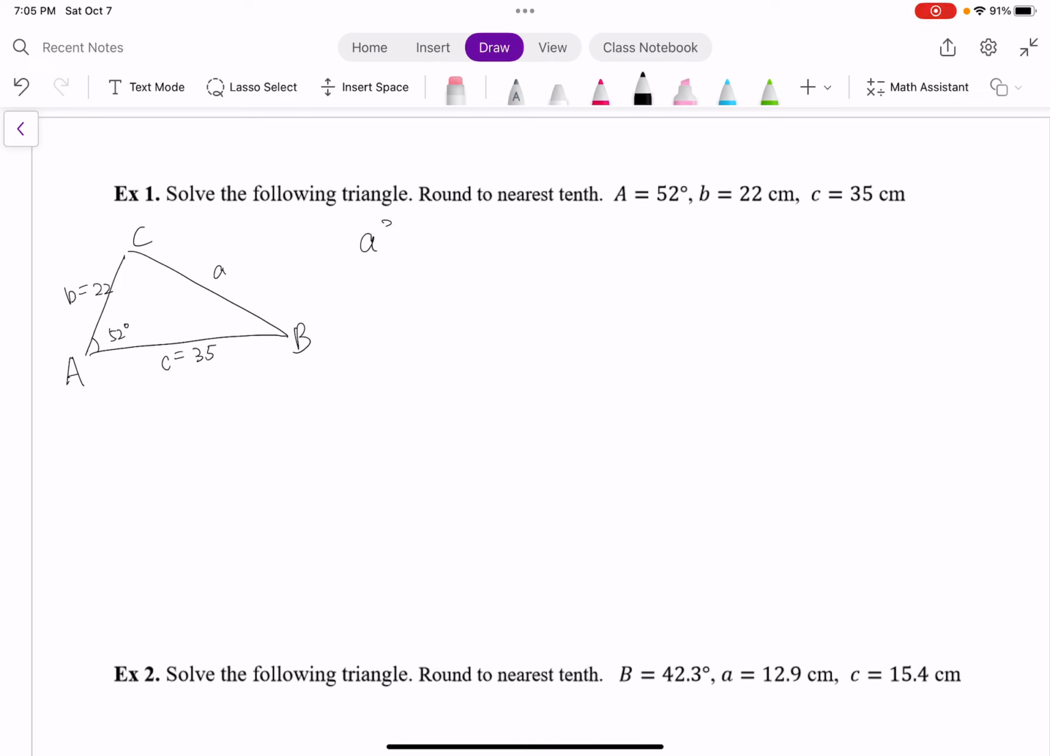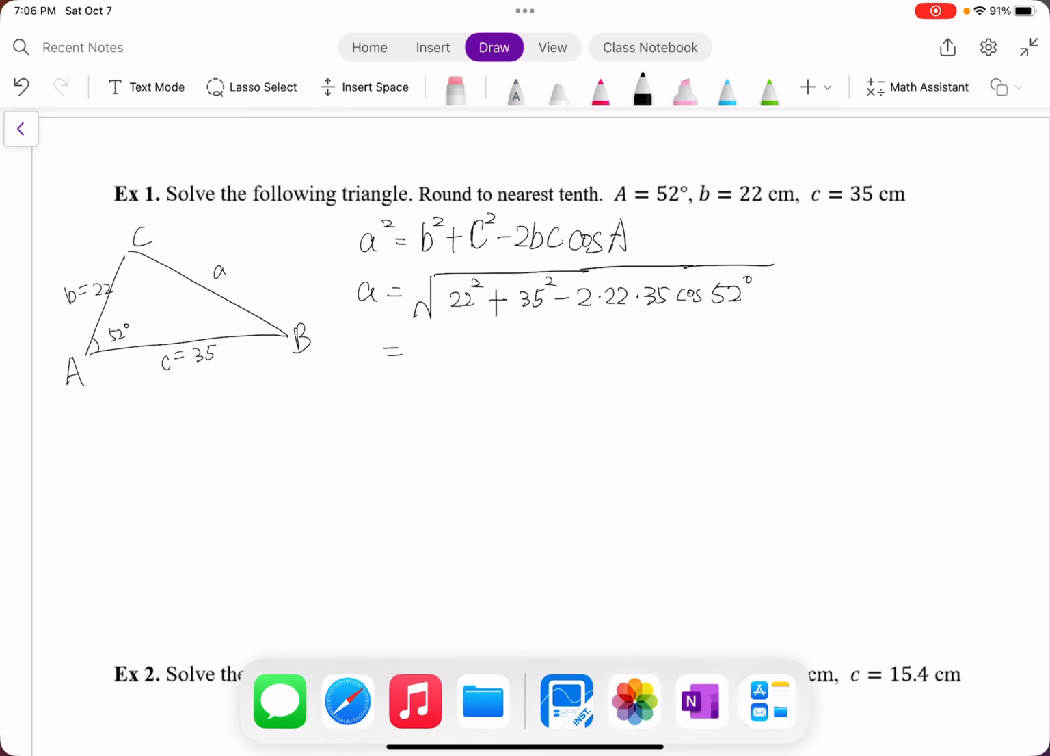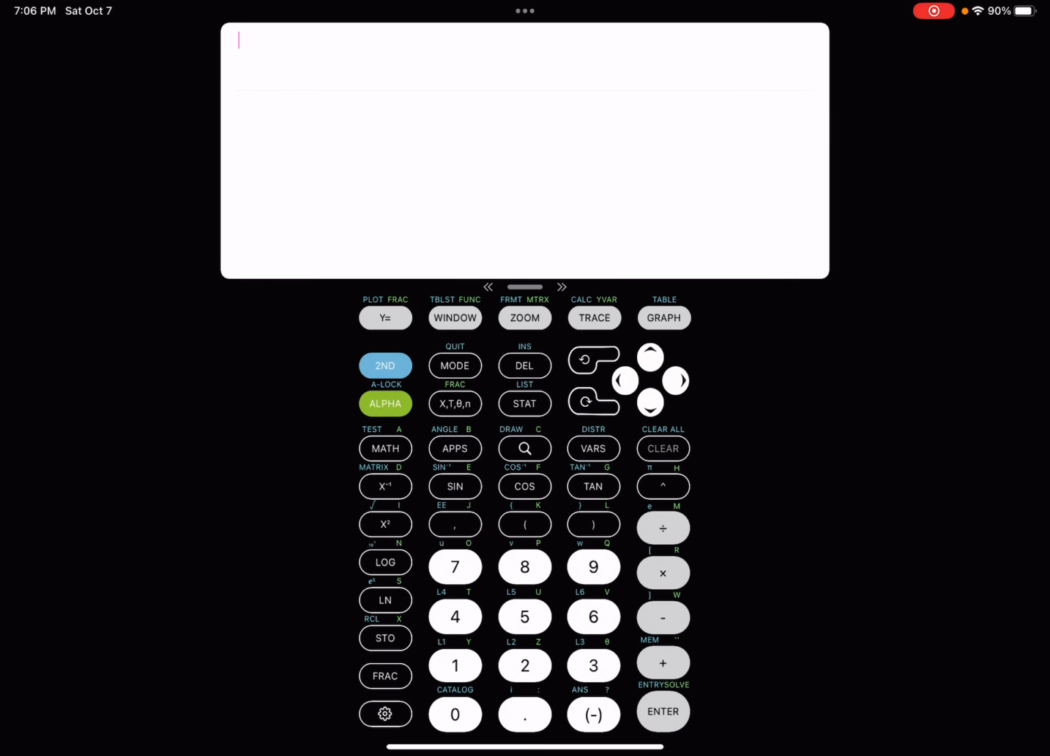So we know the formula is a squared equals b squared plus c squared minus 2bc times cosine A. Then a equals the square root of 22 squared plus 35 squared minus 2 times 22 times 35 times cosine 52 degrees. Then we use our calculator to find the value. Square root of 22 squared plus 35 squared minus 2 times 22 times 35 times cosine 52. Close the parentheses and hit enter.